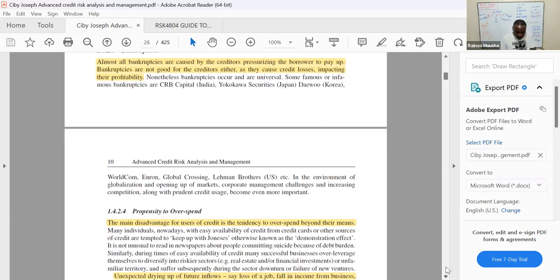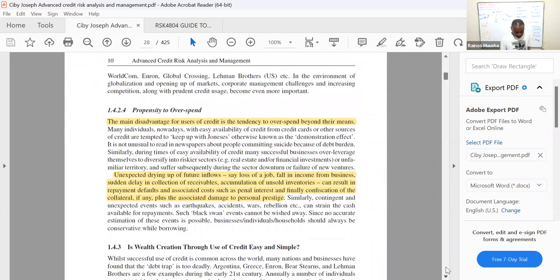The next disadvantage is propensity to overspend. Here they're saying the main disadvantage for users of credit is the tendency to overspend beyond their means. Unexpected drying up of future flows, say loss of job, falling income from business, sudden delay in collection of receivables, or accumulation of unsold inventories, can result in repayment defaults and associated costs such as penal interest, and finally confiscation of the collateral, if any, plus the associated damage to personal prestige as well.